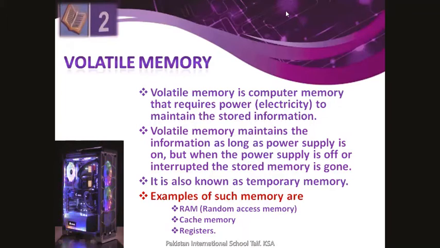With volatile memory, your data is stored temporarily, and when you switch off, your data will be removed from here. So this is the nature of temporary memory. Examples of such memories are RAM, random access memory, cache memory, and registers. These memories are used inside your processor, inside your system unit, and hold your data for a specific time period. When you turn off your computer, your data is automatically wiped and cleared from your computer system.